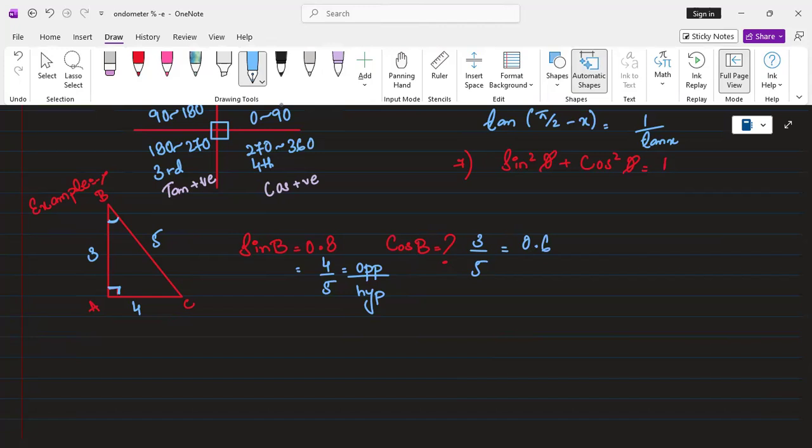Okay, ji. So let me share with you the topic of trigonometry. Trigonometry is based on similar triangles.